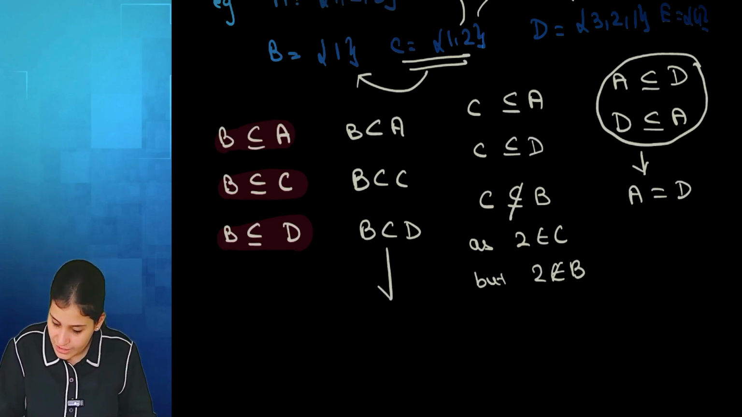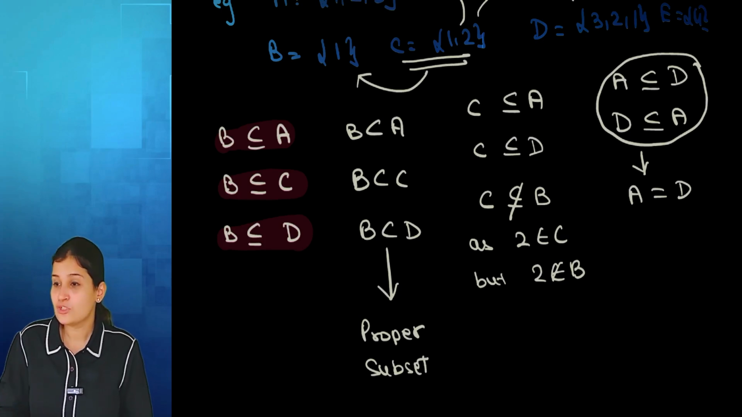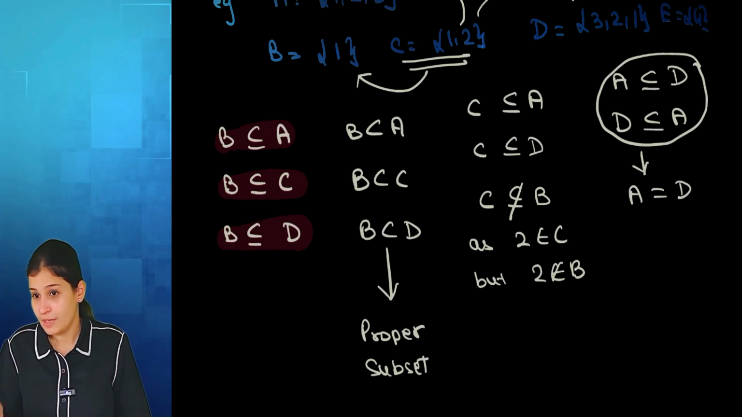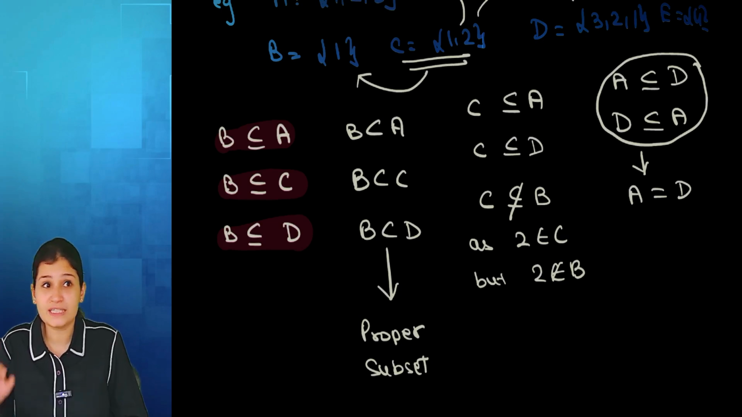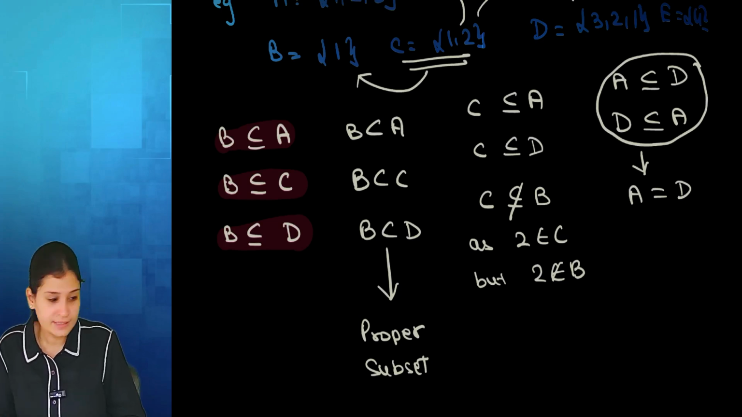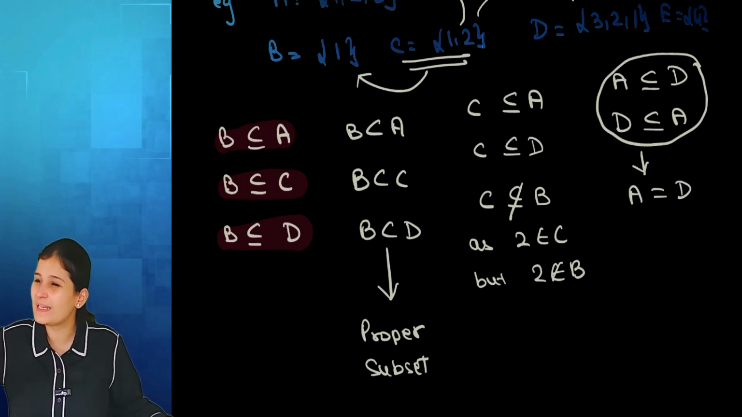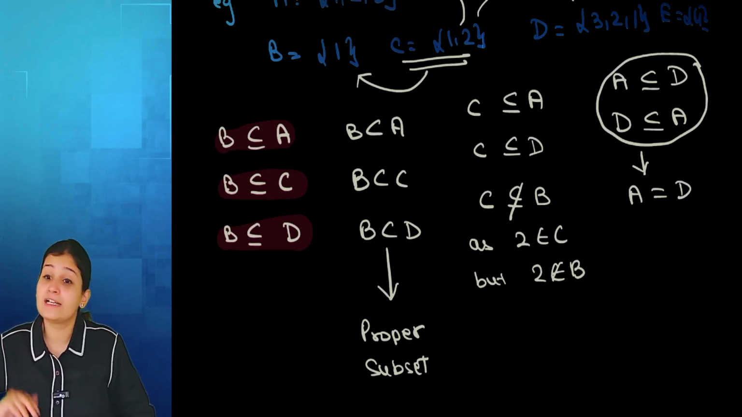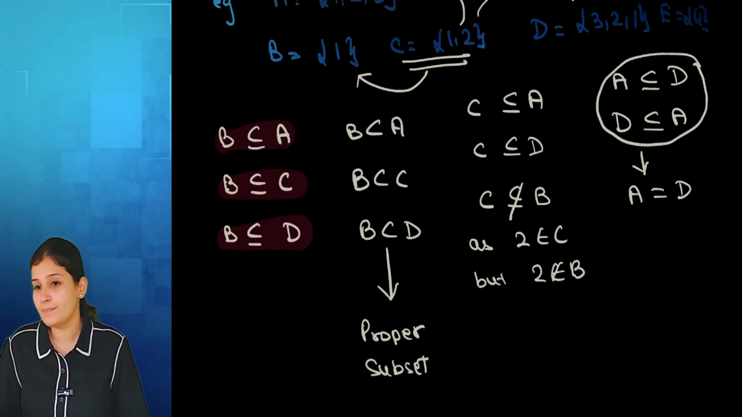When I remove the equality sign, this symbol is known as proper subset. So when I say subset, the two sets may or may not be equal. But when I say proper subset, I'm giving you another information that I'm 100% sure that the two sets are not equal. So proper subset is just one extra limit. Yes, it is a subset, but it is 100% smaller. It is 100% unequal. Then it is known as a proper subset.